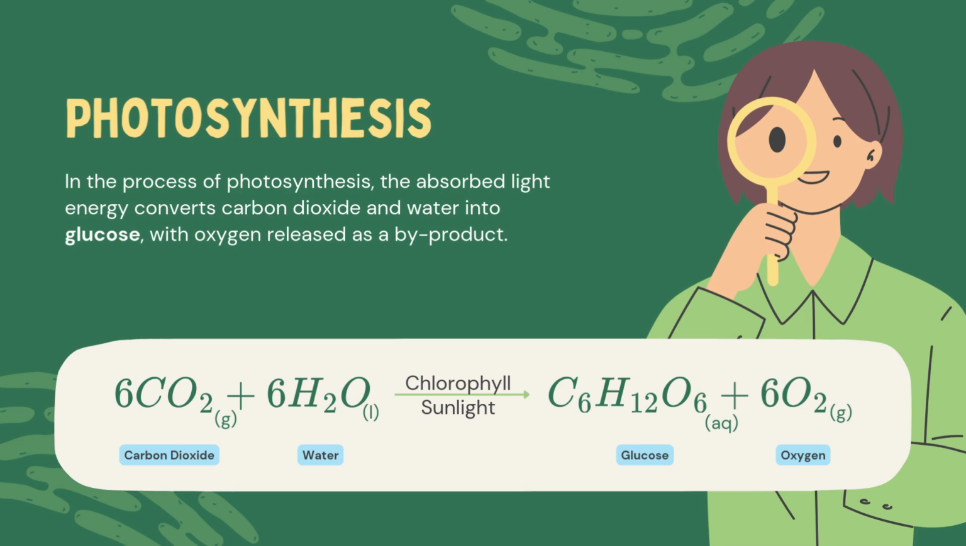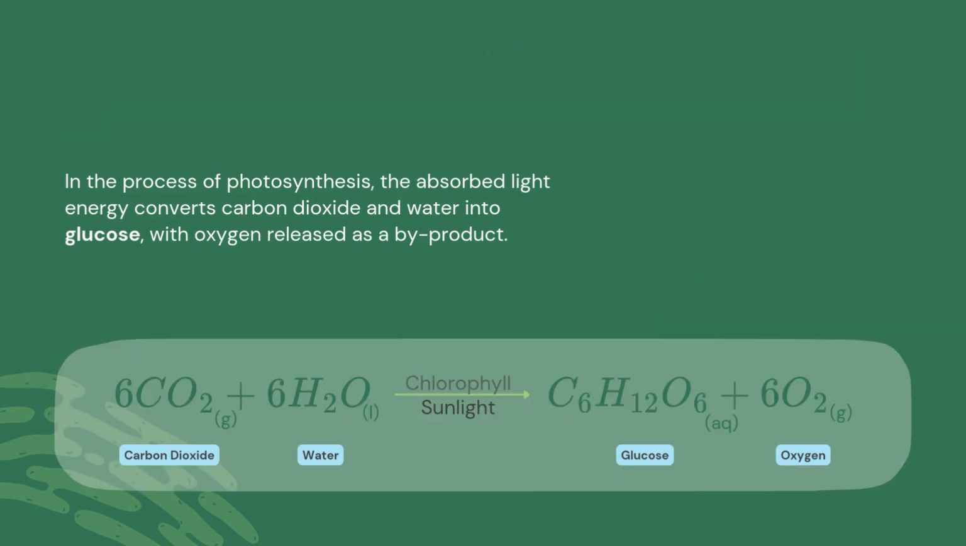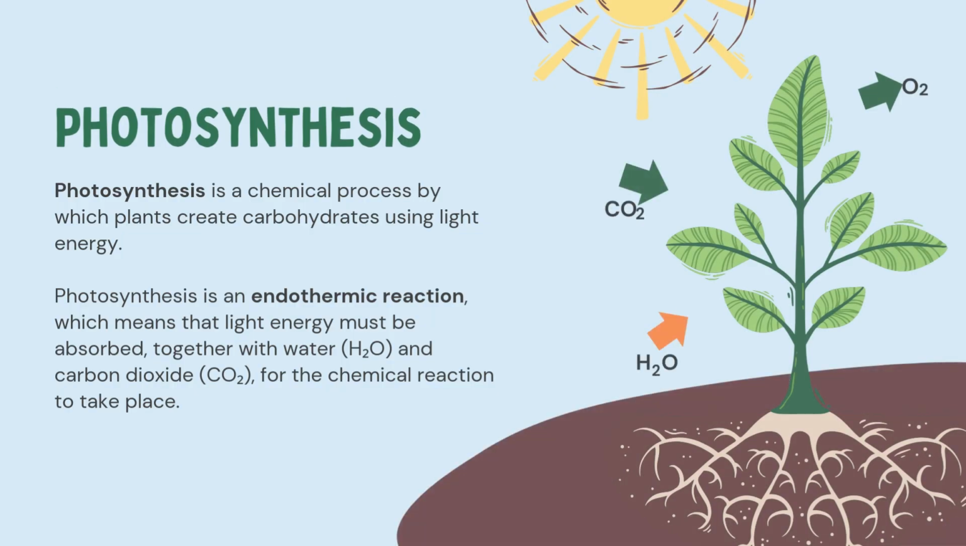Now think of it like a solar-powered kitchen. The ingredients, carbon dioxide and water, go into the pot. Sunlight is the stove heat and the plant's chlorophyll is the chef. The final dish is glucose, and oxygen is like the aroma released into the air for everyone to enjoy. So in simple words, photosynthesis is the process by which plants use sunlight to convert carbon dioxide into carbohydrates, specifically into glucose.